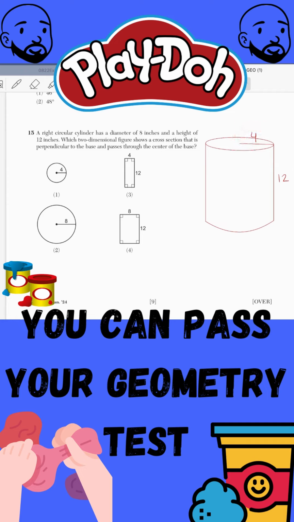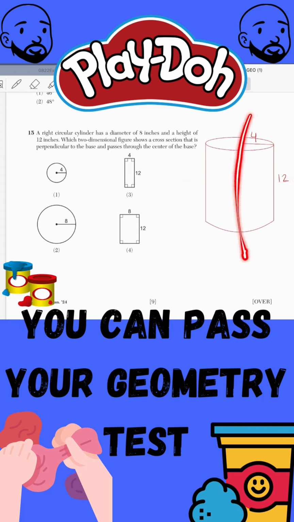A cross-section is like a cut. Imagine this is a Play-Doh cylinder and you're cutting the Play-Doh. Most of the time, the questions ask you parallel to the base or perpendicular to the base. The base is the circles here. So parallel to the base would be a horizontal cut, taking your Play-Doh knife and cutting it this way. A cross-section is what flat surface do you see when you cut it?